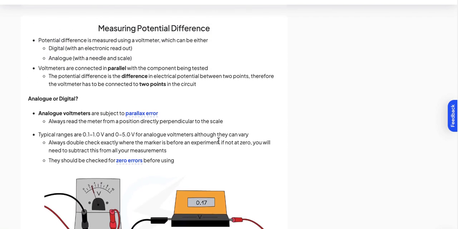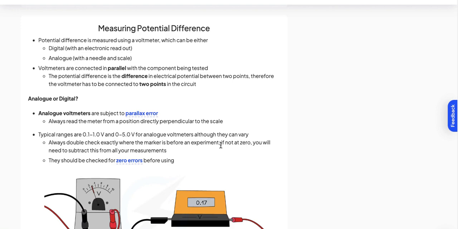So voltmeters are always connected in parallel with the component that is being tested, and also with the power source, the battery. So you connect the voltmeter in parallel to the components that you're testing, or to the power source if you want to know how much voltage is in the power source.